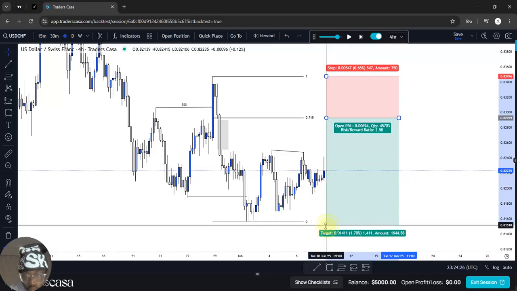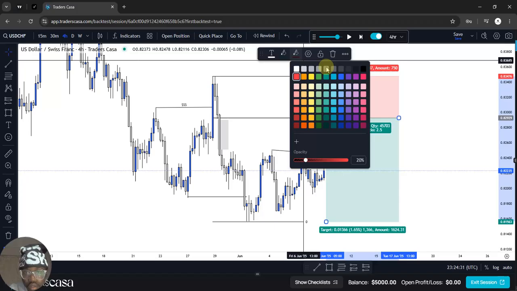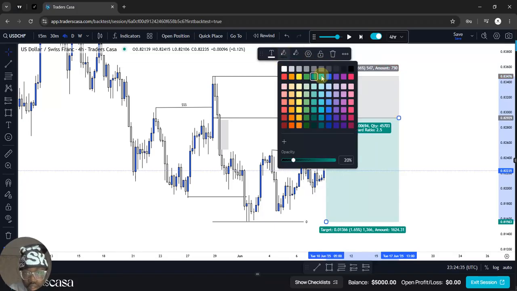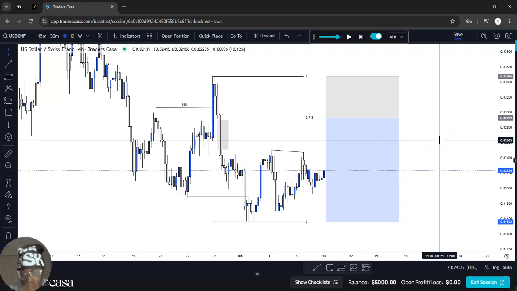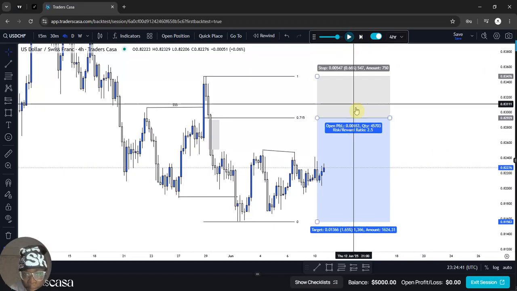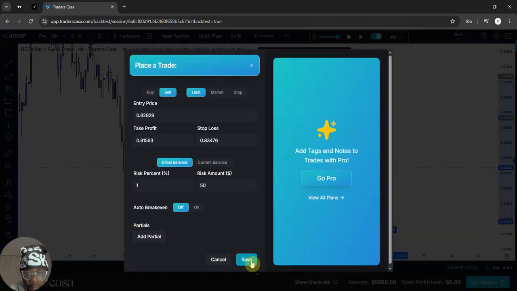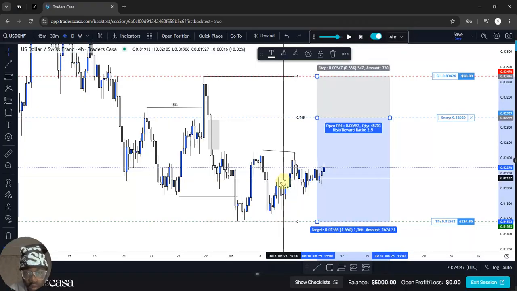Take profit at the low, and the simple one is a 2.5 risk to reward. Okay, let us see what we get here. Risking 1%, of course.